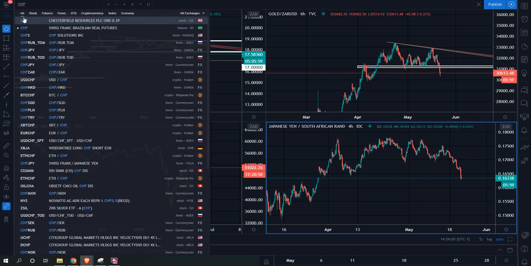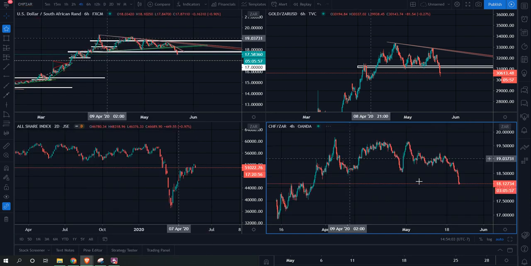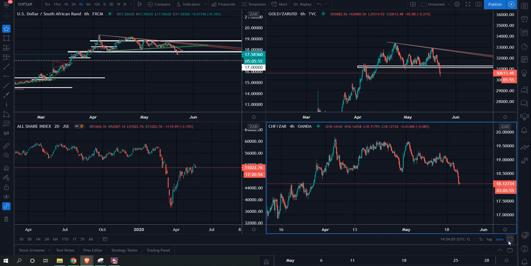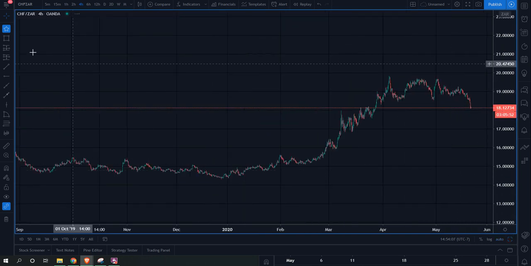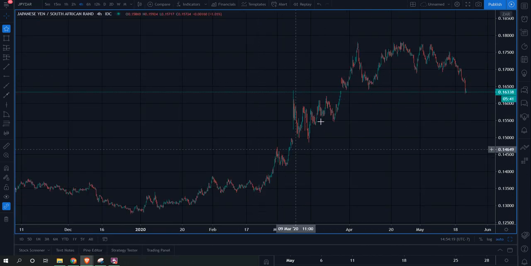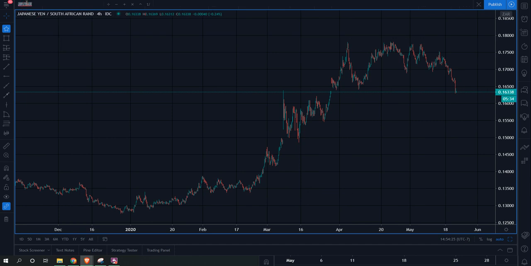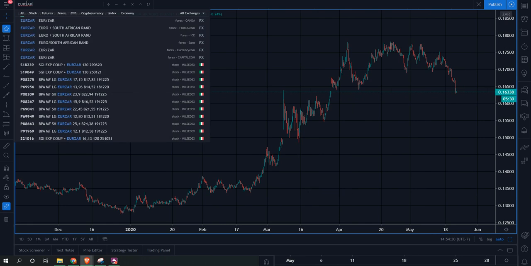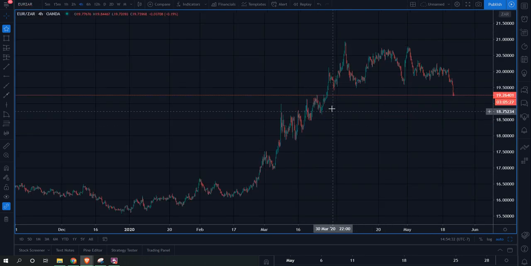So CHF, ZAR is also another one because the Swiss franc is also very strong. And we can see that the South African rand is getting weaker compared to every single currency, basically. JPY versus ZAR, same thing. We're getting a major move up, which is a weakening of the ZAR, and then we're getting a pullback, which is completely normal. We can even view it, let's say, within another currency, Euro versus ZAR, which is also not a great currency for the Euro.